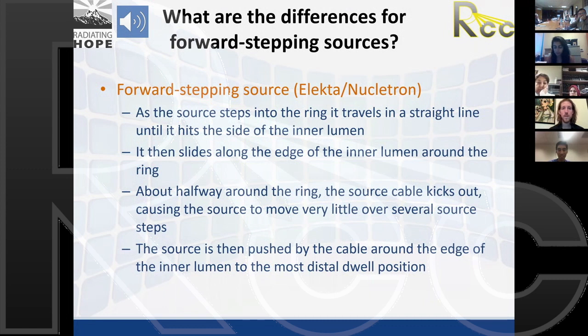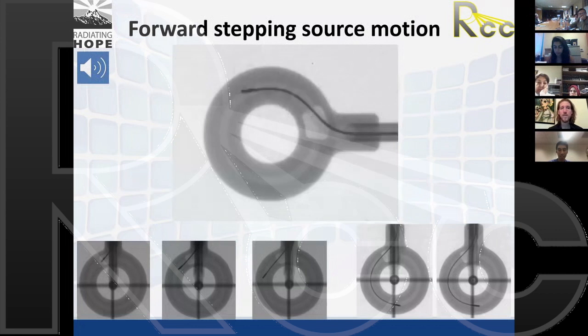This top picture is a video that was taken using a ring applicator and a microselectron afterloader. If you click on the image, the movie loop should start playing. What you'll see is exactly what was just explained in the previous slide. The source moves in a straight path until it hits the side of the lumen. It then scoots around the outer edge of the lumen until it gets to about halfway around the ring.